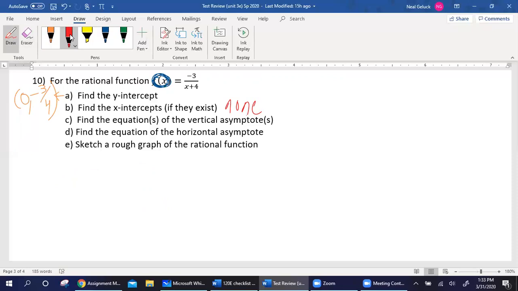The next, it wants any vertical asymptotes. Remember, those make the denominator 0, but not the numerator. So that would be x equals -4.